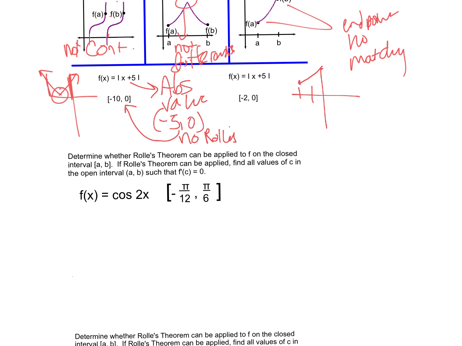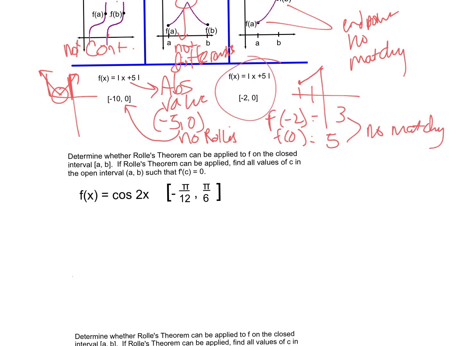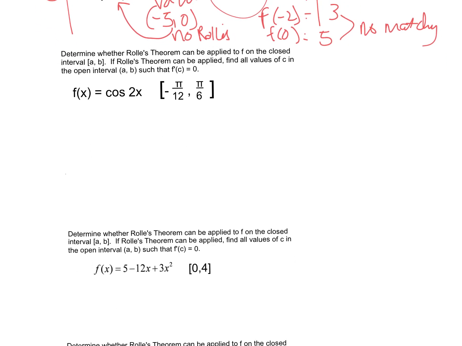The reason I can't use Rolle's here is because if I plug in -2 and 0, they don't match, because I get 3 and I get 5. So can't do it. You can't use Rolle's because of that. This one I could use MVT because I could just find the derivative, the slope of that little segment. But check where the vertex is normally, because you want to make sure whether it fits in the interval or not.